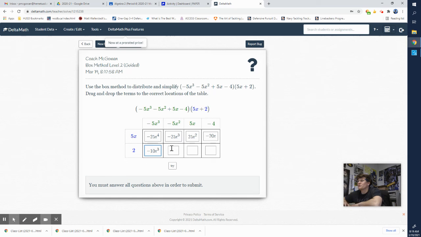Negative 5x squared times 2. Okay, negative 10x squared. 5x times 2x. Oh, I got positive 10x. Negative 4 times 2. I got negative 8.